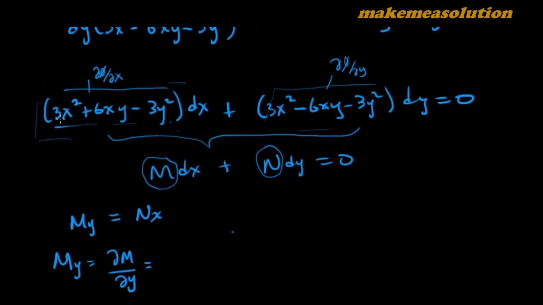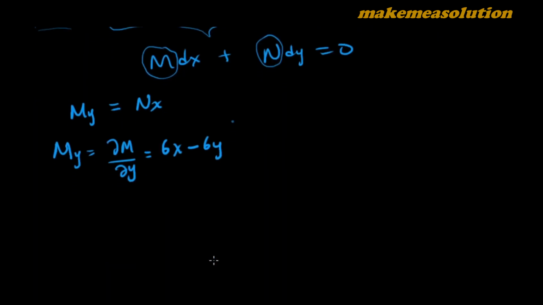Then if we begin the differentiation with respect to y, 3x squared is a constant, so it cancels out. So 6xy, how do you differentiate it with respect to y? By knowing that 6x is a constant. So when you differentiate 6xy, you're just going to get 6x. Then when you differentiate minus 3y squared with respect to y, you get minus 6y.